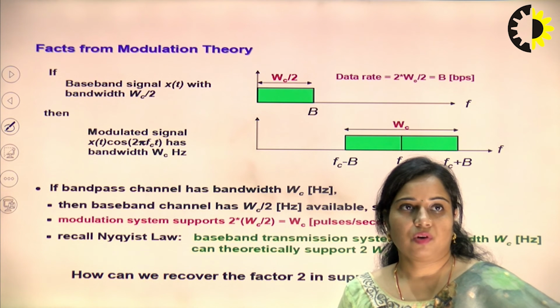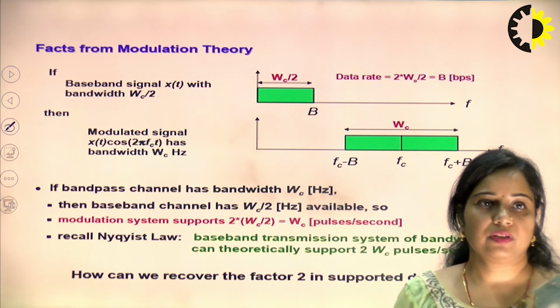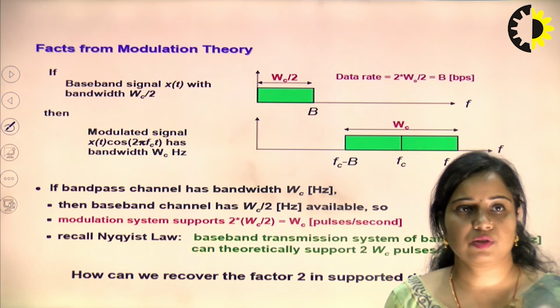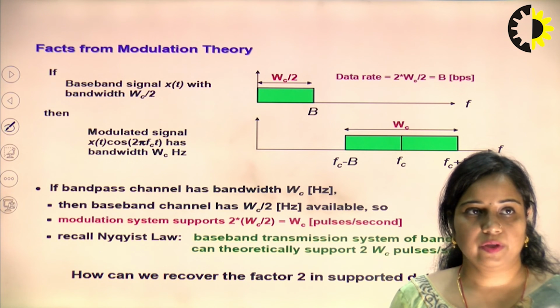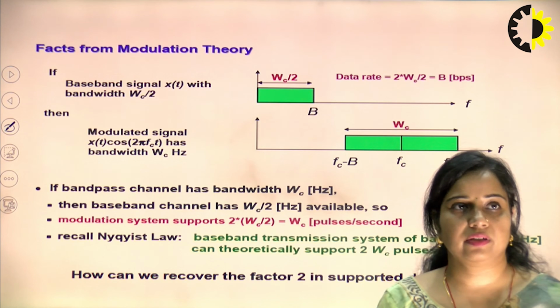Next is facts from the modulation theory. So, if the bandpass channel has width W hertz, then the baseband channel has W by 2 hertz available. So, the system supports a maximum of W_c pulses per second.